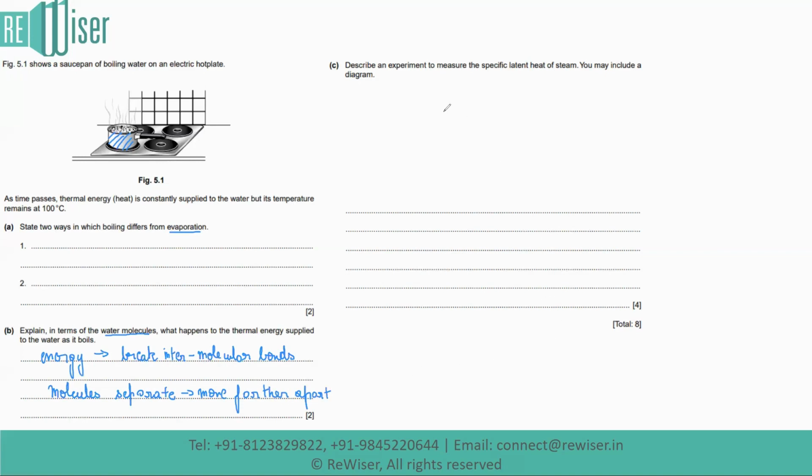Moving on to the next part, describe an experiment to measure the specific latent heat of steam. You may include a diagram. Now let us understand what specific latent heat first is. Specific latent heat for steam or any material is defined as the amount of energy required per unit kg of a substance to change the state of the substance from liquid to gaseous or gaseous to liquid.